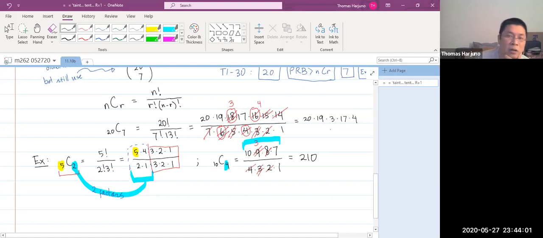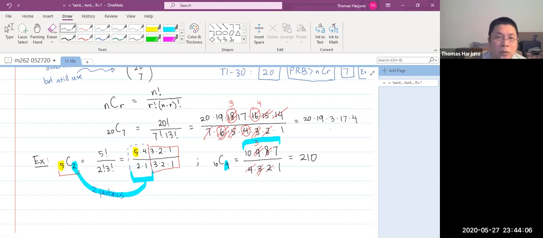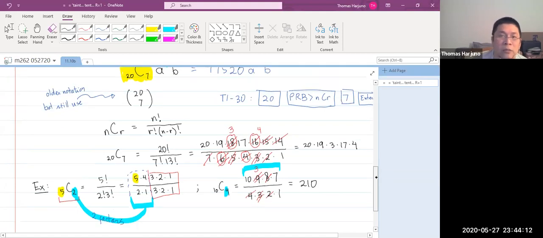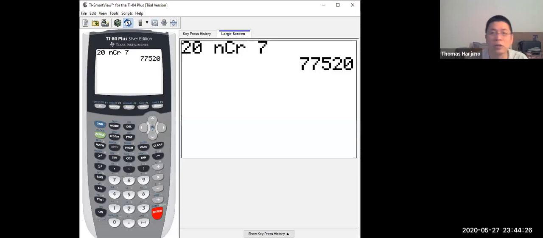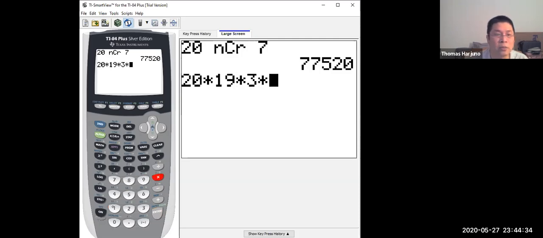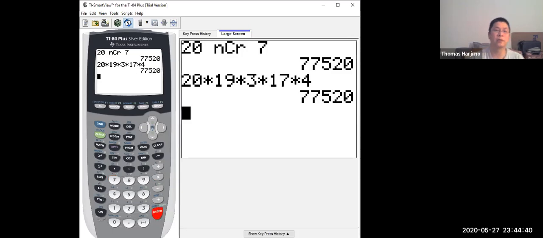Whatever that is. If you compute that using a calculator, I believe it will be the number we get up there, 77,000 something. Okay, let me try. Going back to my calculator: 20 times 19 times 3 times 17 times 4. Right? The same?